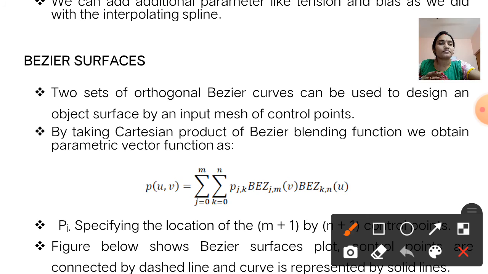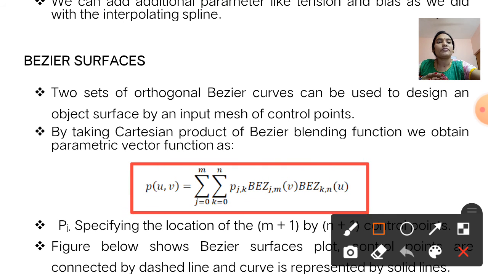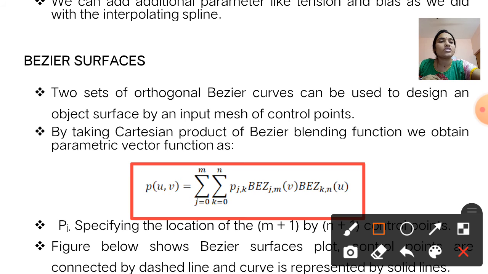This one also all of you remember, okay. This one is your Bezier blending function, the Cartesian product of Bezier blending functions in a parametric vector form, okay.